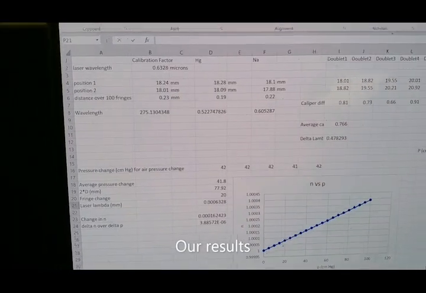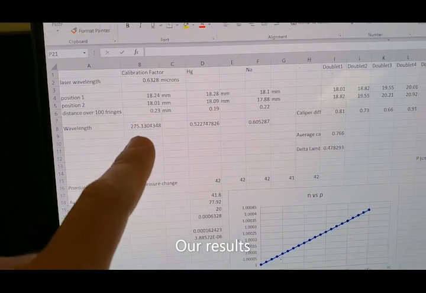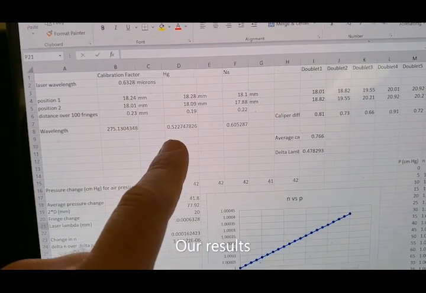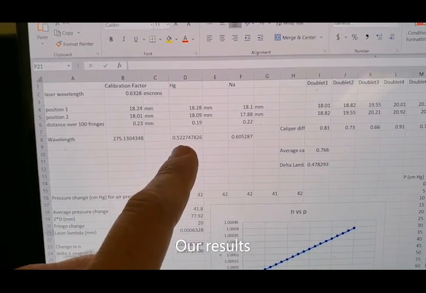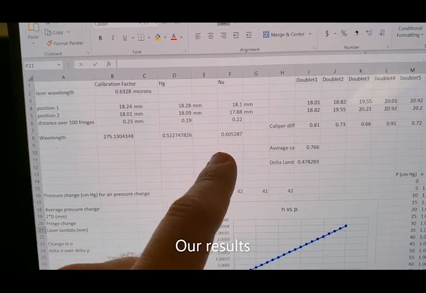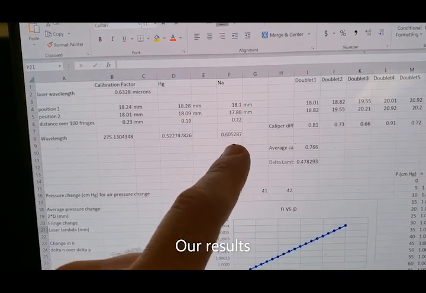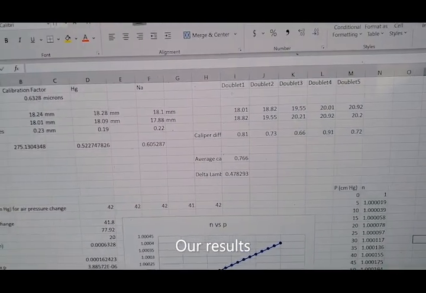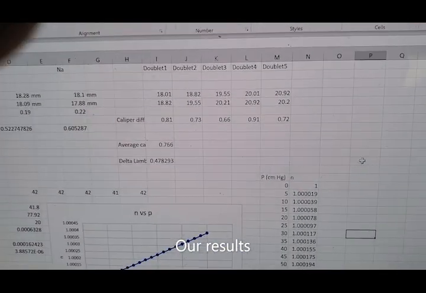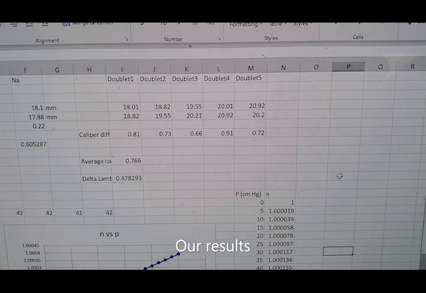For the first part, we get this calibration factor right here, and we used it to get the Hg wavelength, which is 522 nanometers, and the Na wavelength, which is 605 nanometers. They're both pretty close to the real thing, even though they're not exact. From there, we went on to the doublets.